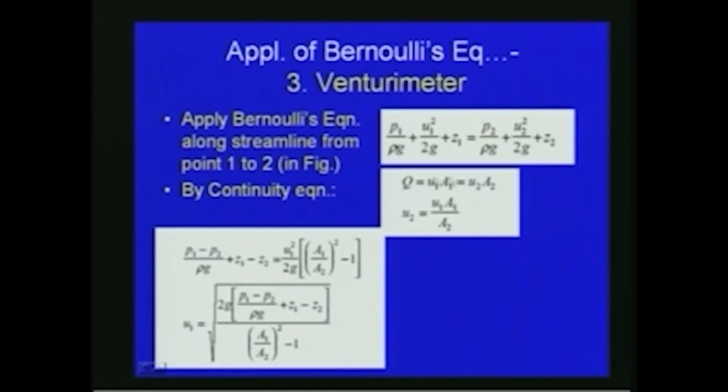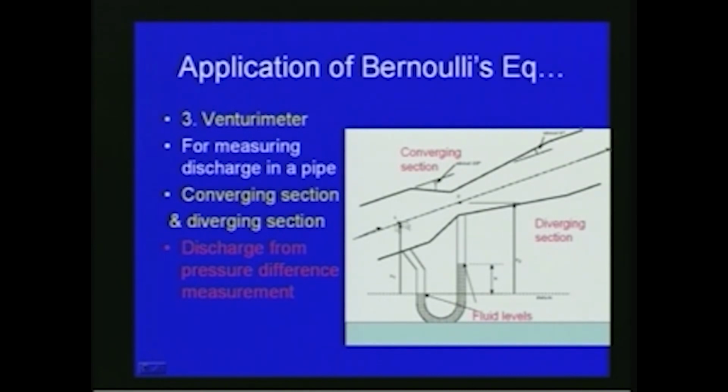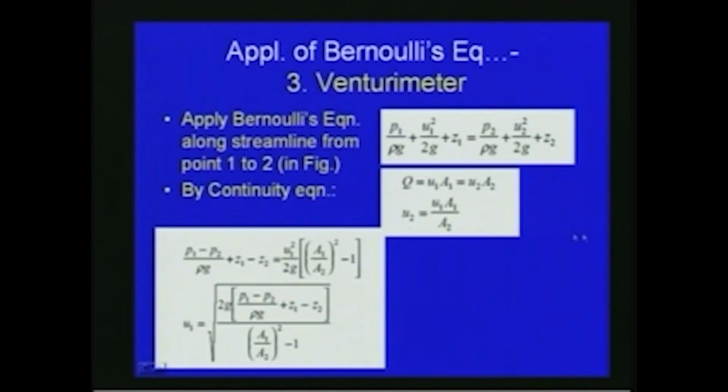So now from the continuity equation you can write Q is equal to A1 U1 is equal to A2 U2. With respect to the velocity and area of cross section, the discharge Q is the same, so Q is equal to A1 U1 is equal to A2 U2, from which we can write U2 is equal to U1 A1 by A2. So now we will substitute for U2 in this equation, so that we can write (P1 minus P2) by rho g plus Z1 minus Z2 is equal to U1 square by 2g into (A1 by A2) all square minus 1. From which we can find the center line velocity, that means at this location we can find the velocity by using the venturimeter.